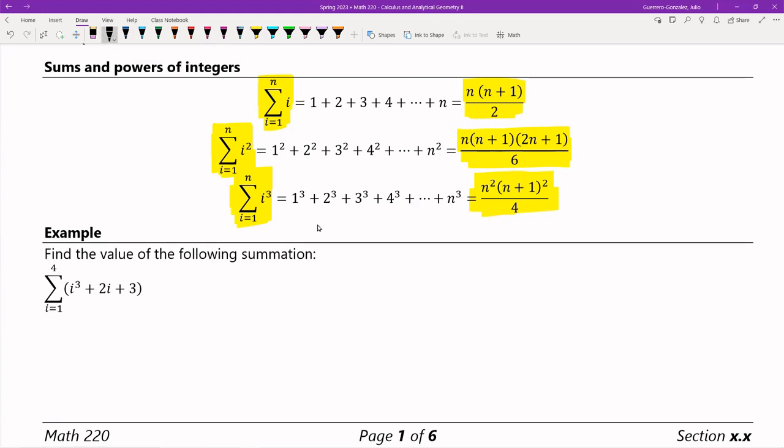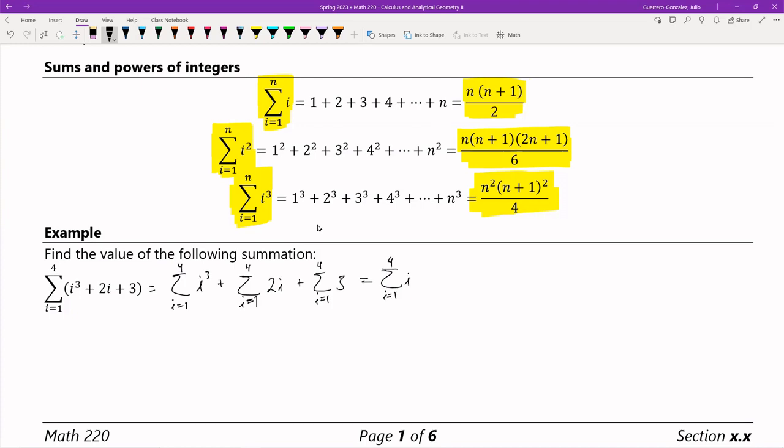So I'm going to use the addition rule. I can split these up. It's going to be the sum from I equals 1 to 4 of I cubed, plus the sum from I equals 1 to 4 of 2I, plus the sum from I equals 1 to 4 of 3. So I'm going to break this up a little more. The I cubed one, that one's fine.